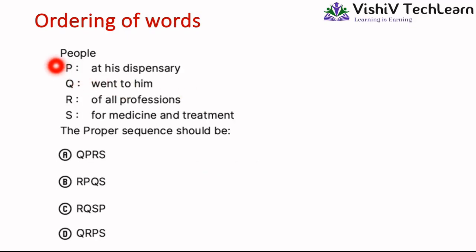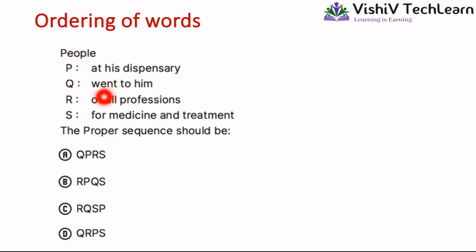Next, people at his dispensary went to him of all professions for medicine and treatment. I guess this is a little easy and everyone can do it now. Try for this. So we can start with "people at his dispensary went to him for medicine and treatment of all professions." No, this is not making any sense.